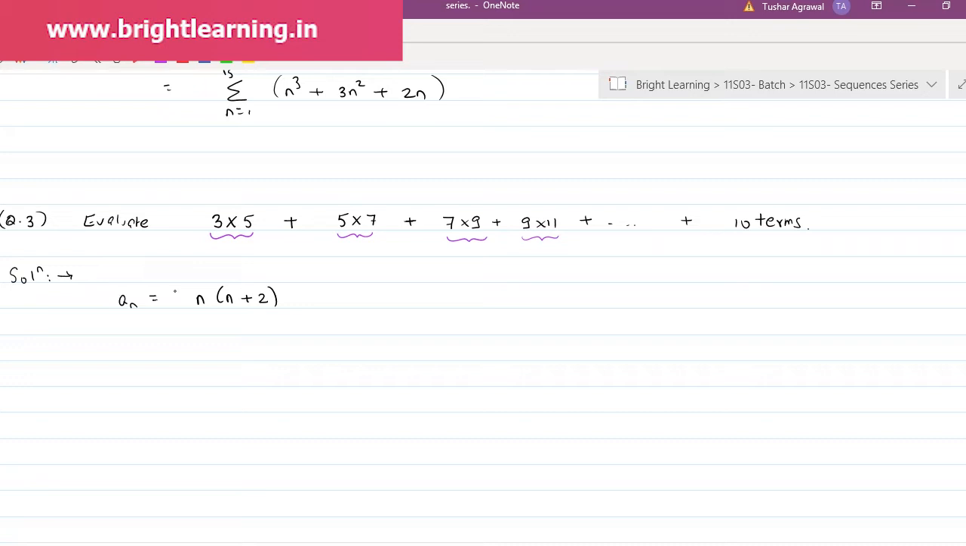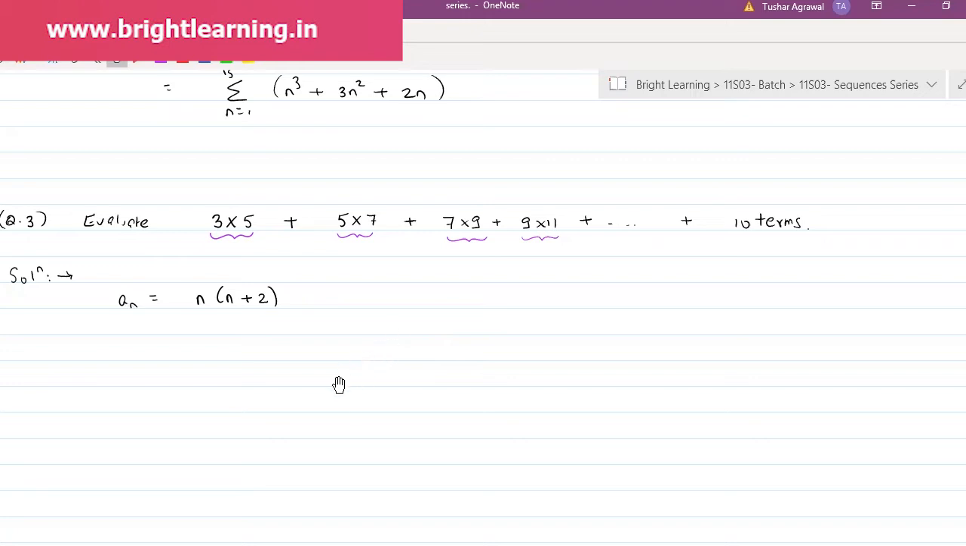No, there are two problems in this. What is the first problem? If you substitute n equal to 1, it does not give me 3 into 5, it will give me 1 into 3. For n equal to 2, it will give me 2 into 4, not the second term. So the nth term equal to n into n plus 2, we cannot write.